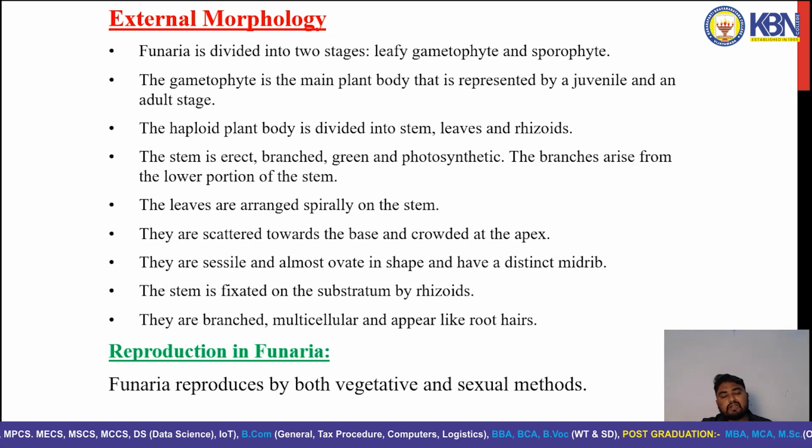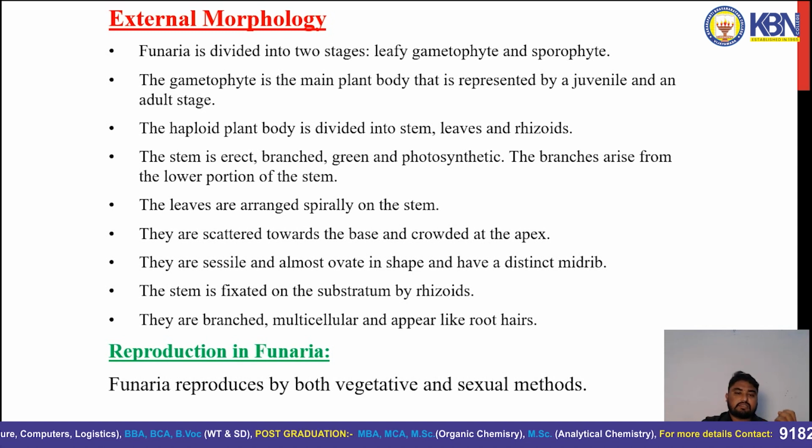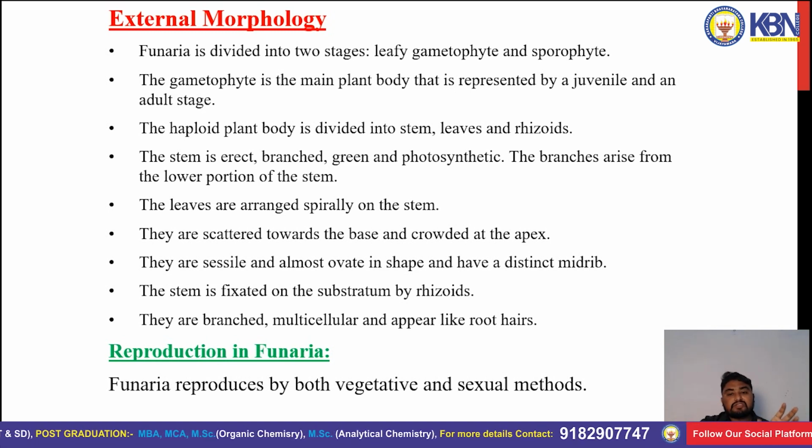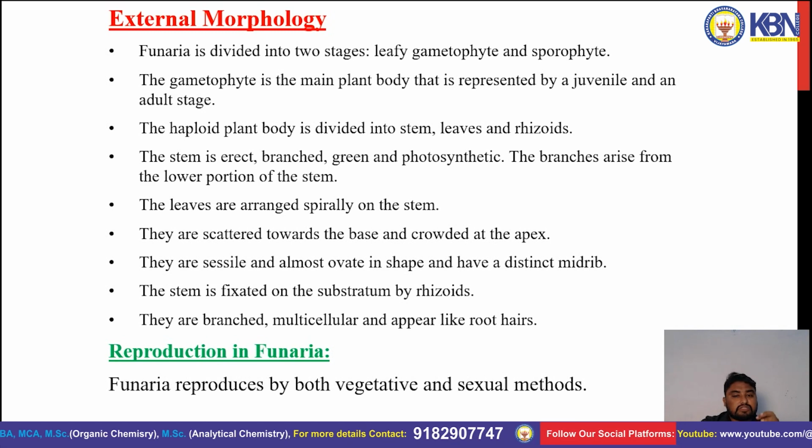The external morphology of Funaria. Funaria is divided into two stages, the leafy gametophyte and the sporophyte. The gametophyte is the main plant body, represented by the juvenile and adult stages. The haploid plant body is divided into stem, leaves and rhizoids. The stem is erect, branched, green and photosynthetic. The branches arise from the lower portion of the stem.